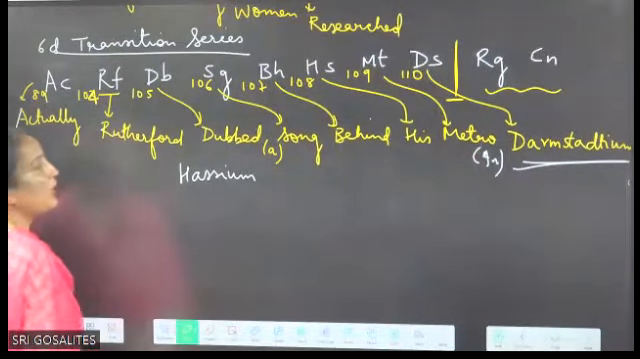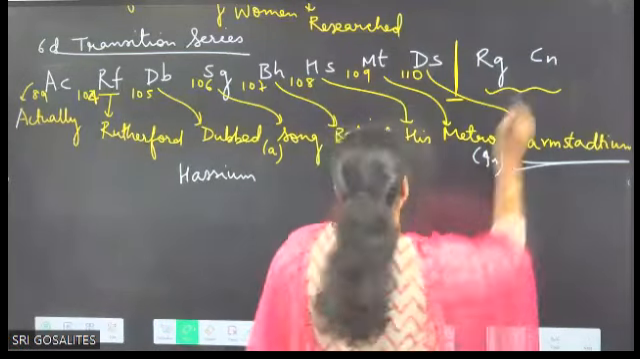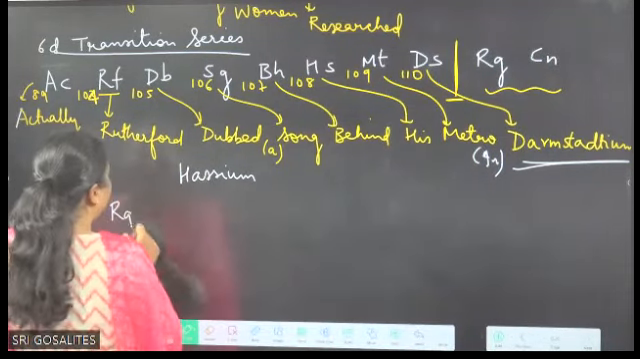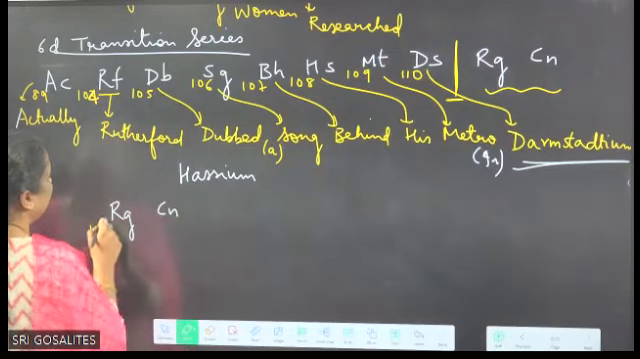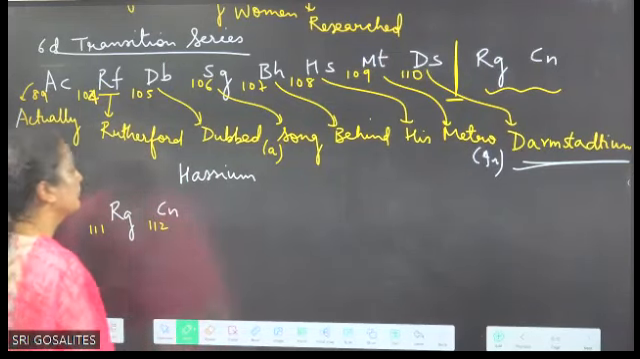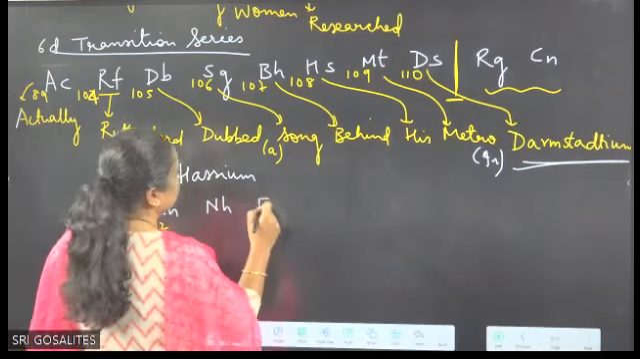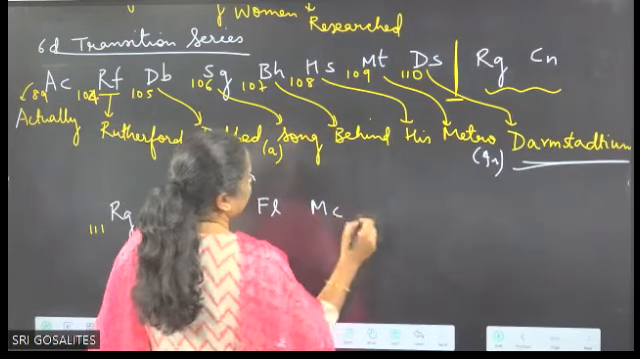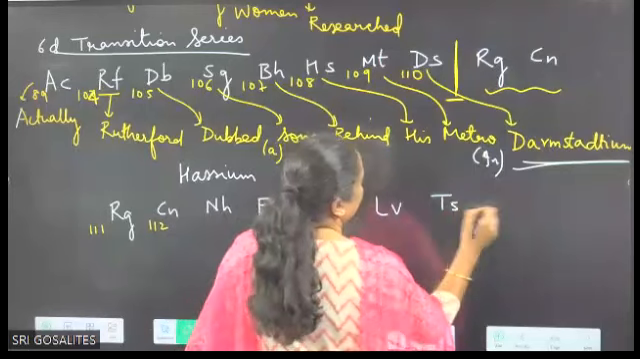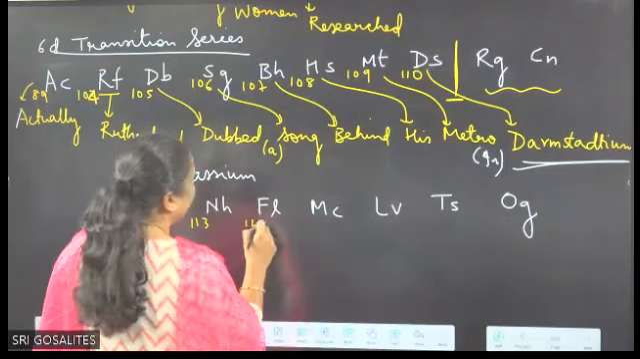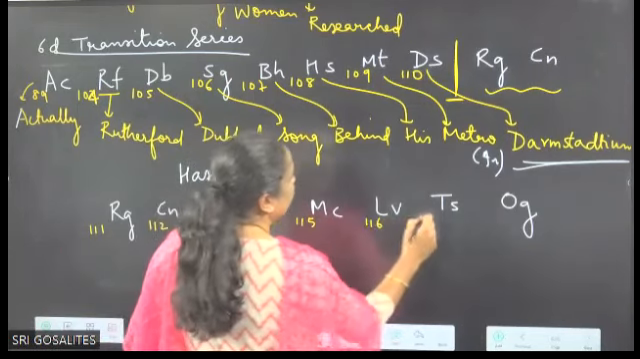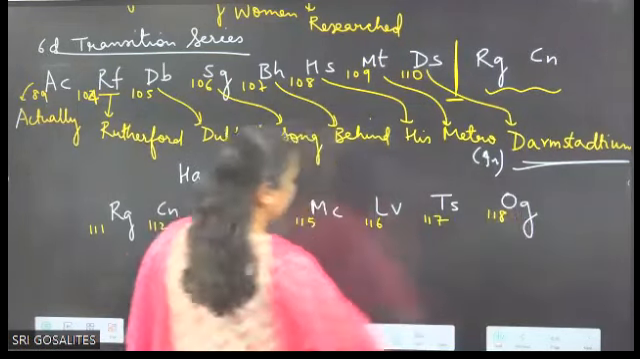Now, next what you are having is this Rg and Cn. So I'm writing here Rg, Cn. So this is basically 111, 112. Right? And this is 113, 114, 115, 116, 117, and 118.